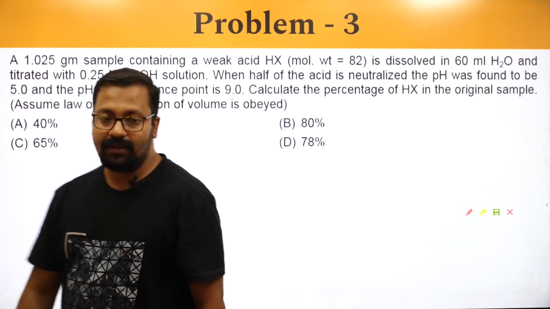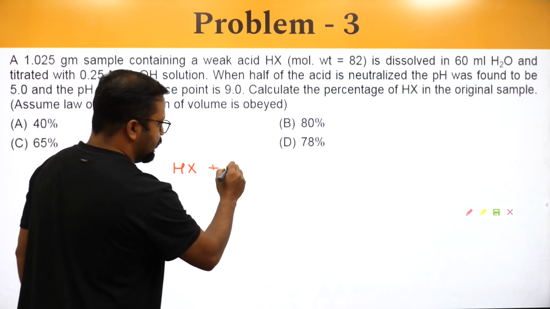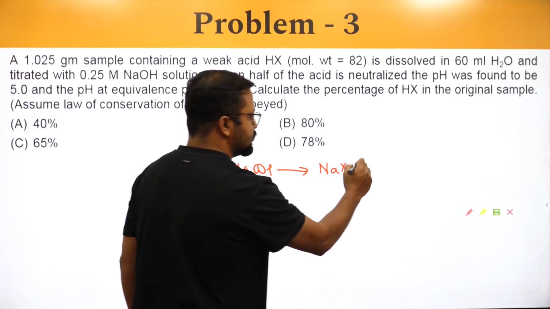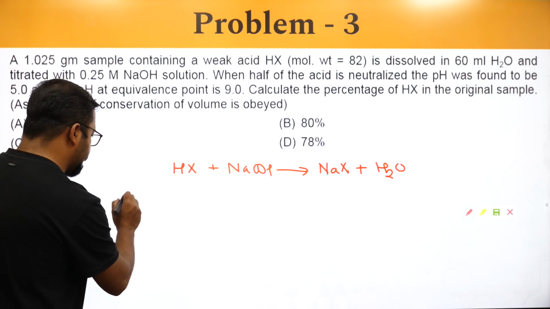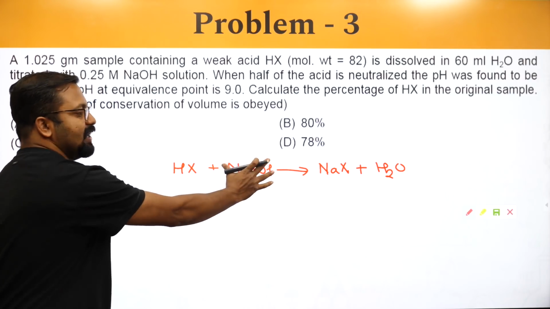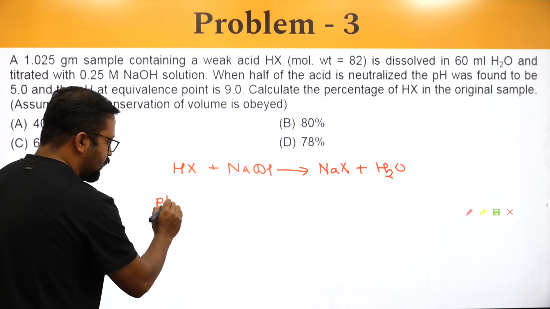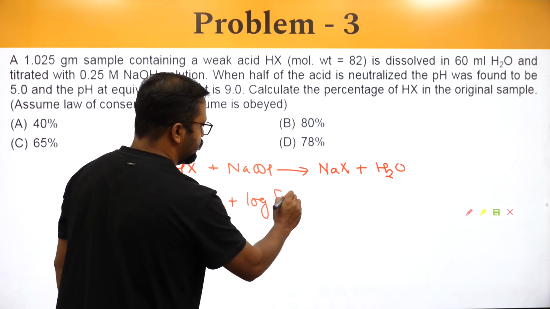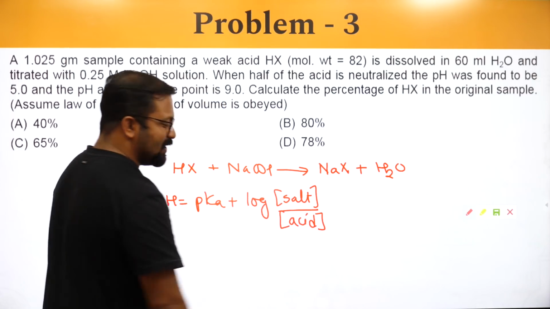So we start with this idea that at half equivalence, let's say the acid is HX plus NaOH, it will result in the formation of NaX plus H2O. Okay, half equivalence. So what it means is half of this is neutralized, that means this is the limiting reagent. I will use the buffer equation. pH is equal to pKa plus log of salt by acid.